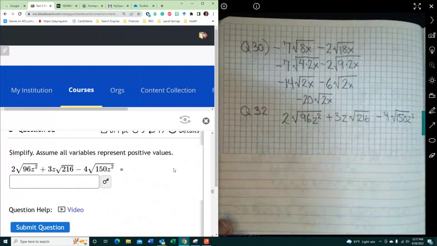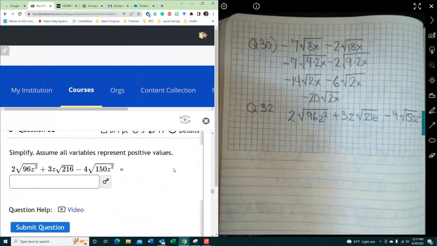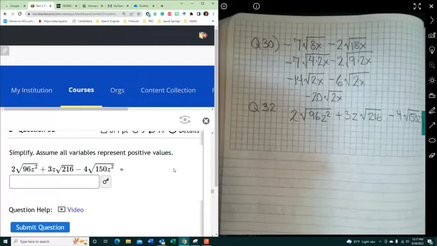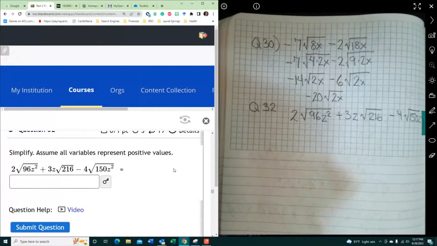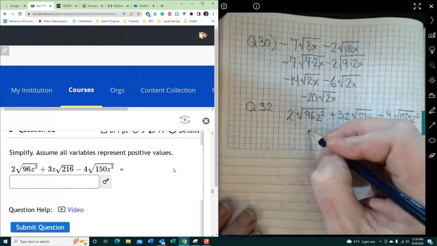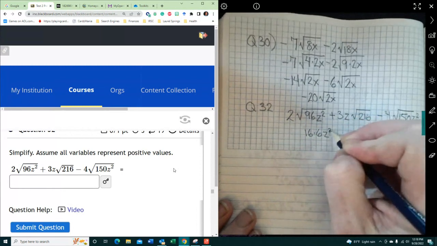All right. Now, we're going to go ahead and try to start cleaning this up. So taking 96, we're going to try to go after our perfect squares. And 96, let's just say divided by 16, for example. All right, so taking 96 divided by 16 gives us 6. So breaking it up, you get 16 times 6 is 96.